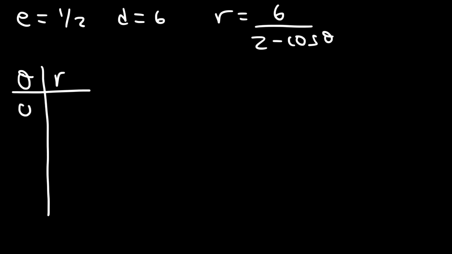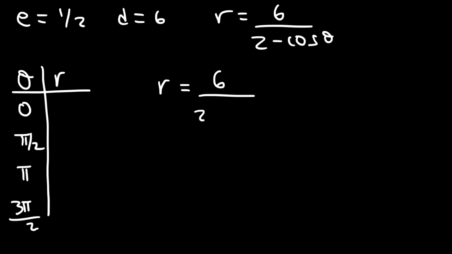So I'm going to plug in 0 degrees, pi over 2, pi, and 3 pi over 2 into this equation. So when theta is 0, what is r? It's going to be 6 over 2 minus, now cosine of 0 is positive 1. So this becomes 6 over 2 minus 1, which is 1. So r is equal to 6.